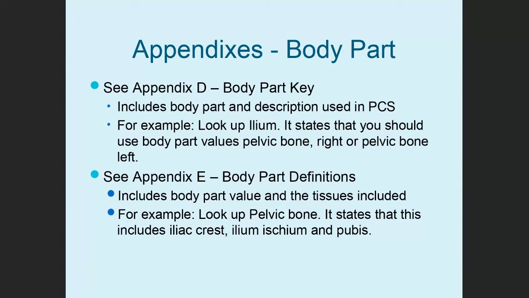Appendix E is kind of a mirror image of the body part key. It includes the body part value and the tissues included. So in this case, you look up pelvic bone and it tells you it's the ilium plus other things. In the other one, you look up ilium and it tells you it's the pelvic bone. So you can go back and forth with these.